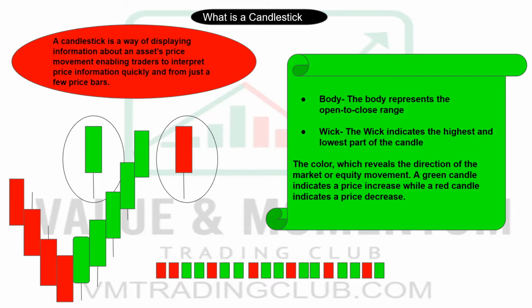Now, candles have an anatomy, they have a body and a wick. The body represents the open to close range, while the wick indicates the highest and lowest part of that candle. The candles are also color coordinated, which reveals the direction of the market or equity movement. So if we have a green candle, that indicates price is increasing, while a red candle indicates that price is decreasing.